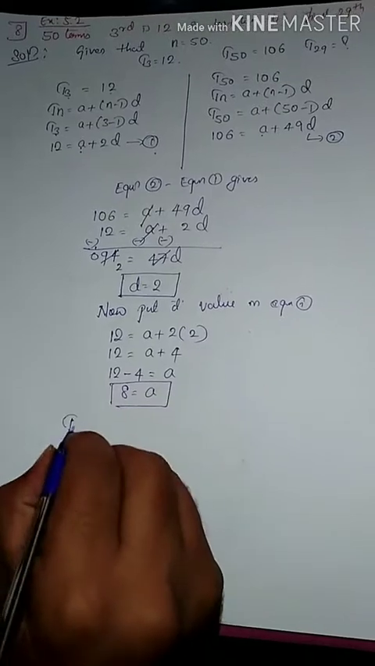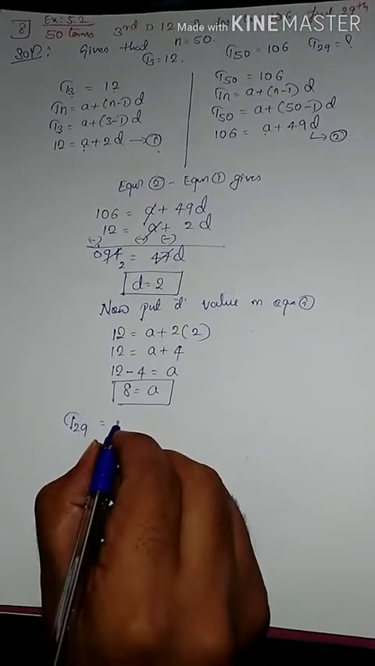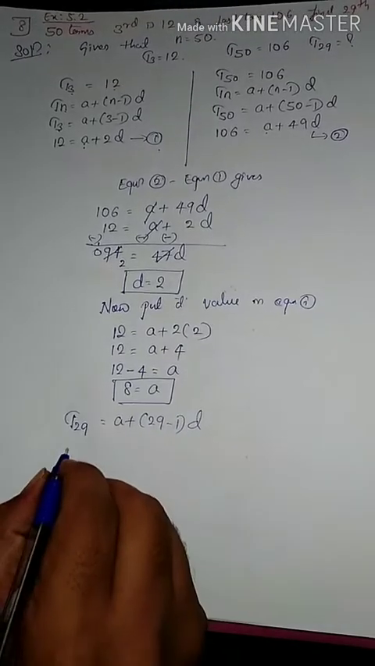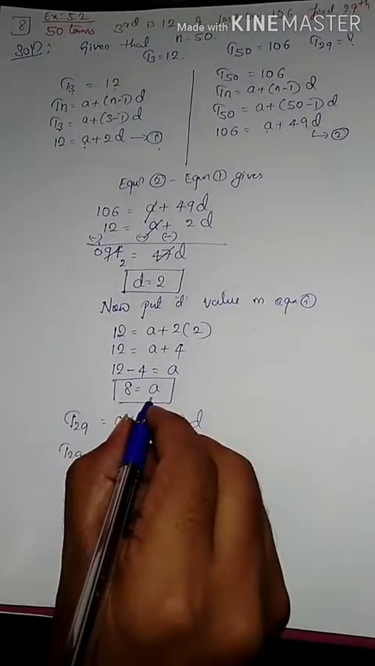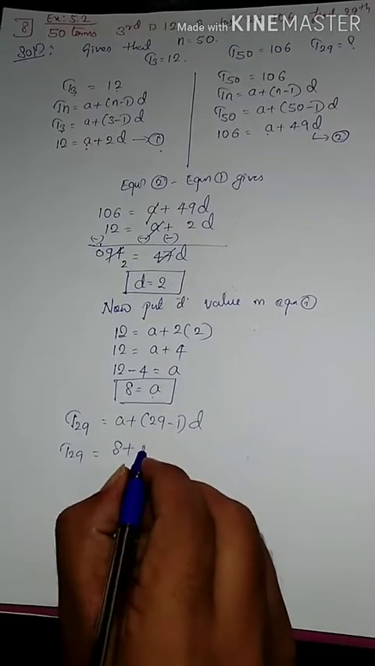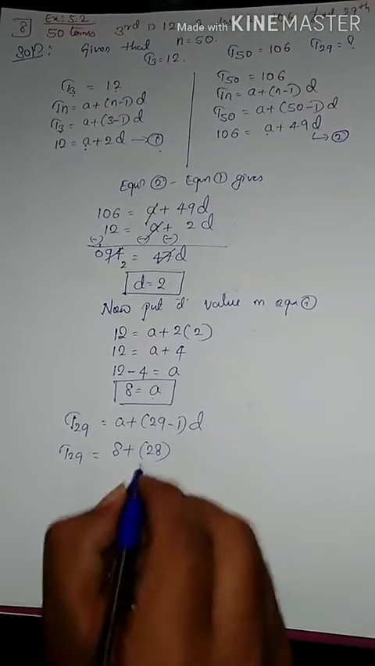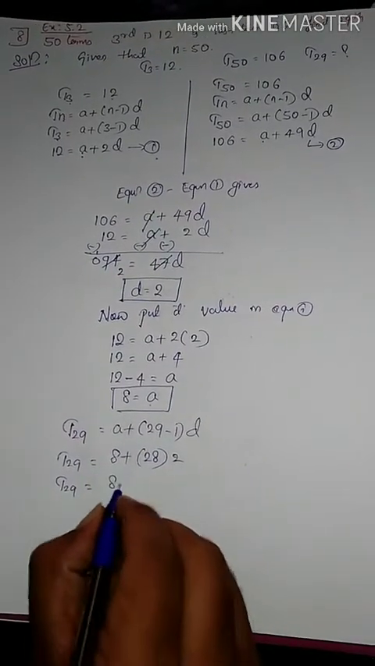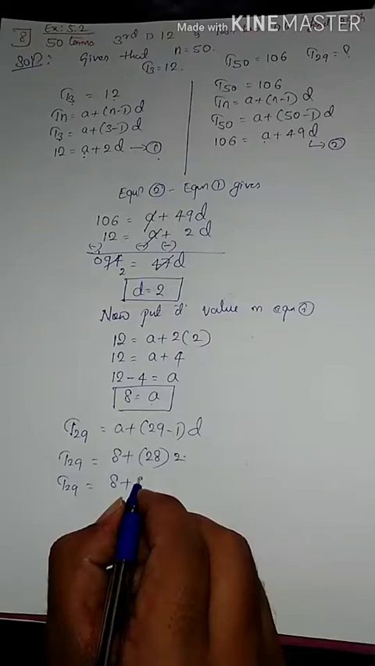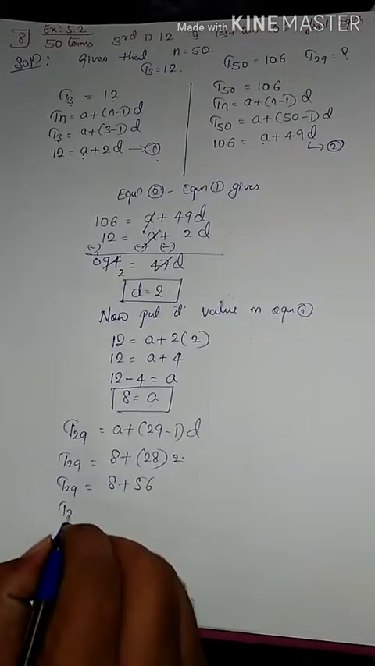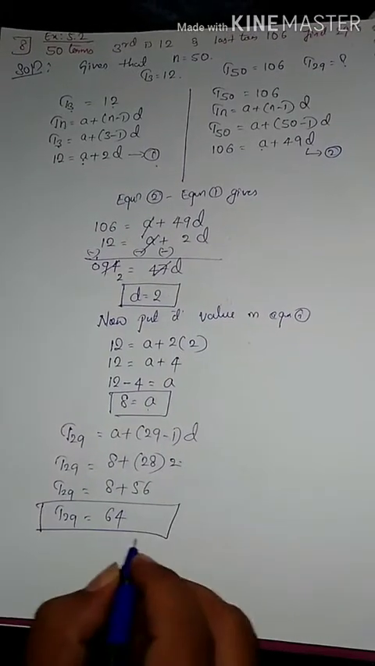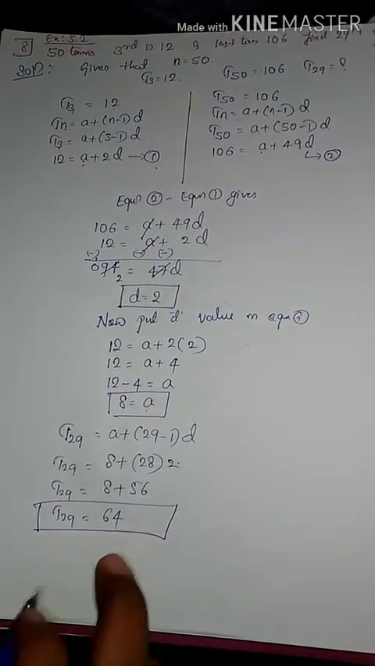So now we need to find the 29th term. T29 is equal to a plus 29 minus 1 into d. We know the value of a is 8, plus 29 minus 1 is 28, into d, which is 2. T29 is equal to 8 plus 28 2s are 56. T29 is equal to 56 plus 8 is 64. Therefore, the 29th term of the AP is 64.